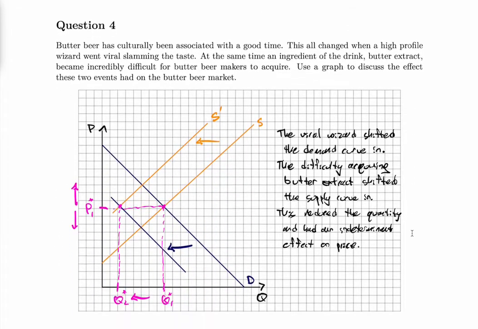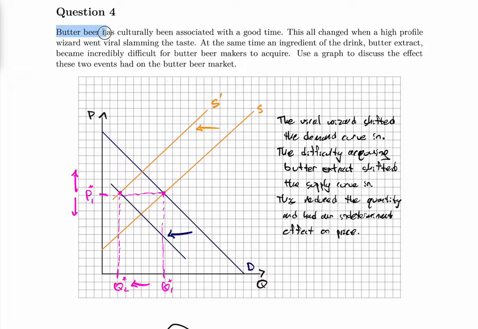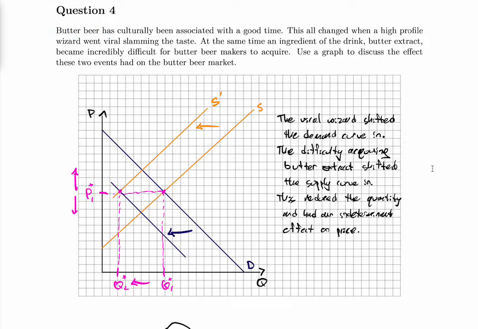All right. So question 4, turns out butterbeer is culturally associated with a good time. People seem to enjoy it. This all changed when a high-profile wizard went viral slamming the taste. So we have influencer culture going on in the wizarding world. And at the same time, we get sort of a difficulty getting access to butter extract, which is an important component in making butterbeer. So we're asked to use a graph to discuss the effect these two events had on the butterbeer market.